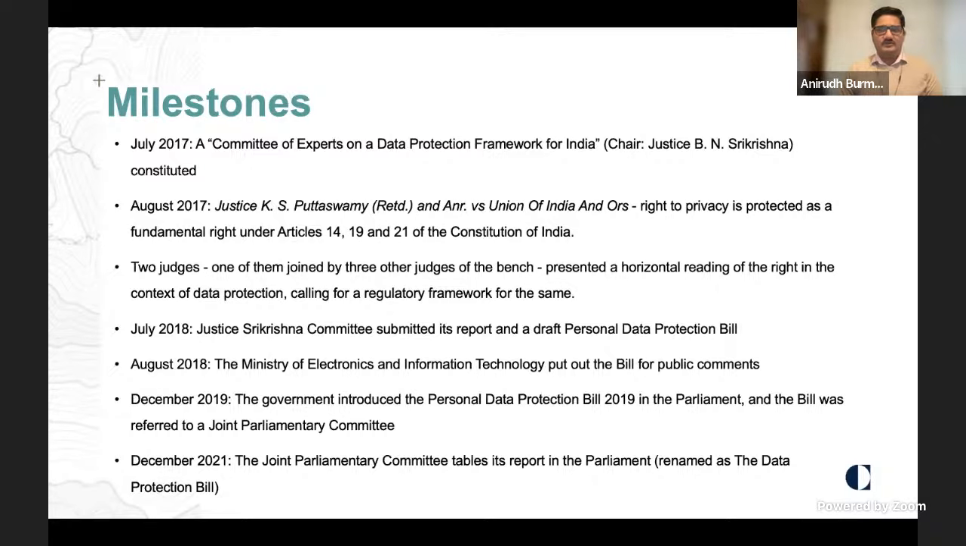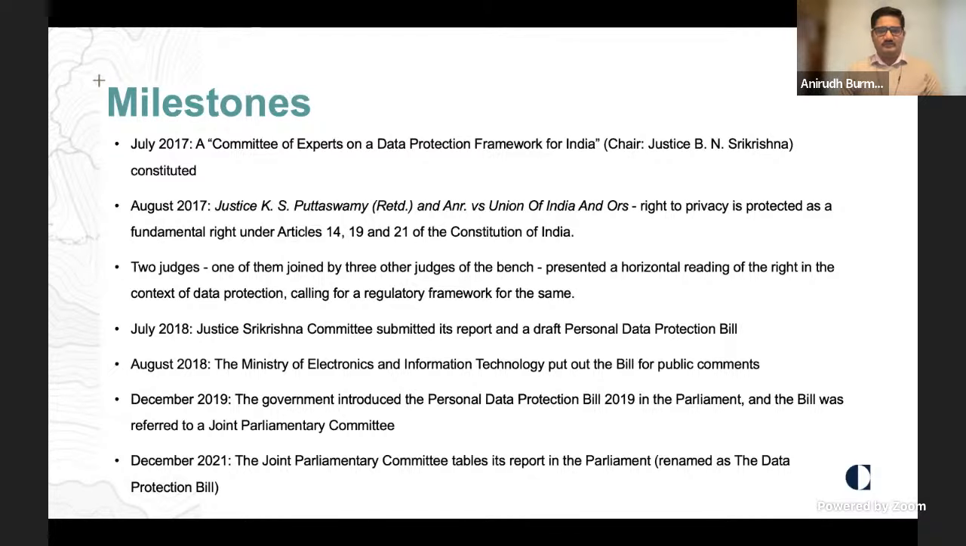At around the same time as the committee was constituted, there was a landmark judgment on the right to privacy in August 2017, within a month of the committee being constituted. And this came on the heels of a fairly long protracted litigation on the constitutionality of Aadhaar, the biometric identification scheme. And the Supreme Court felt that it had to decide whether there is an existing right to privacy under the Indian Constitution before it could actually give a judgment on Aadhaar.